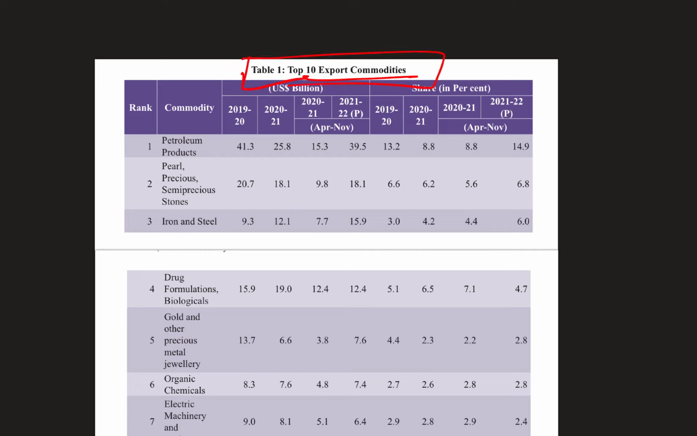Note that petroleum products constitute the highest composition of our exports, followed by certain precious and semi-precious stones. Just note this trend and the trend across the years for individual products, like say the top 3 products. This will give you a sense of understanding and help you in elimination of options in the prelims examination.